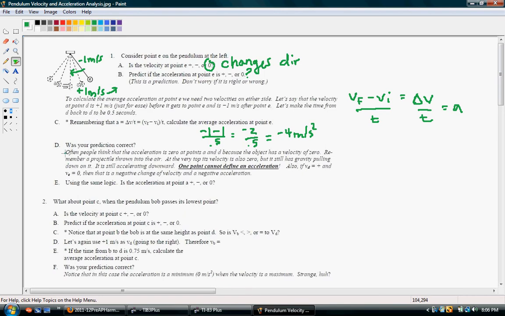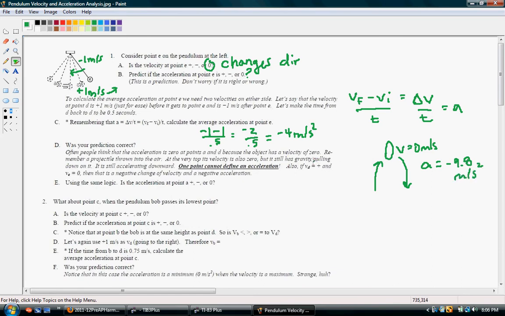So was your prediction correct? Often people think that the acceleration is 0 because the velocity is 0. Remember, a projectile thrown into the air. So take a ball, we throw it into the air. At the very top, right before it starts falling, the velocity is 0 meters per second, but the whole time you always have an acceleration due to gravity of negative 9.8 meters per second squared.